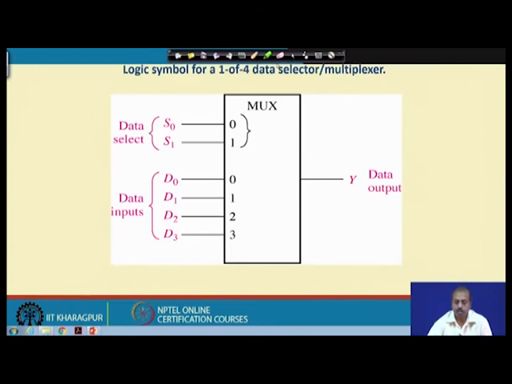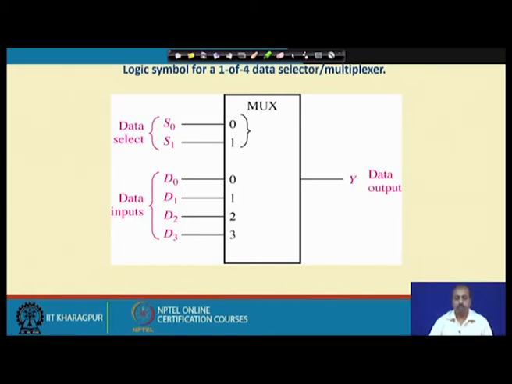So, this is the logic symbol for a one-of-4 data selector or multiplexer. It is also represented like this. We have shown you another representation where it is a trapezium-like structure. You can also represent it by means of a rectangular symbol like this.